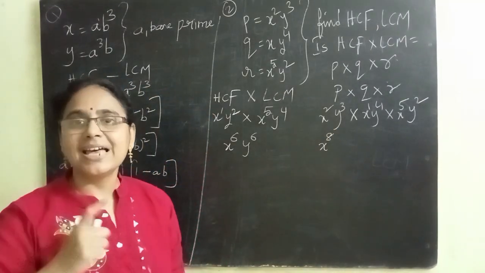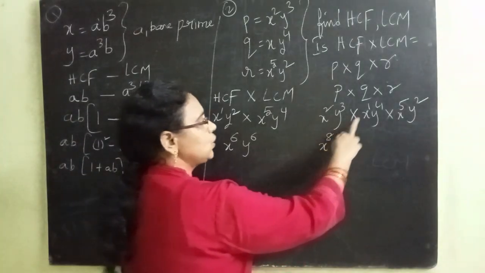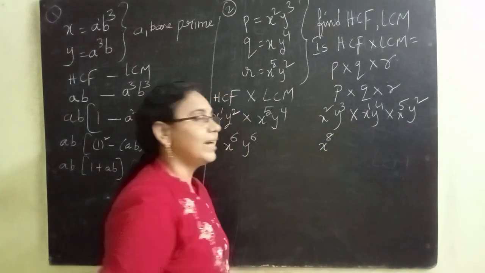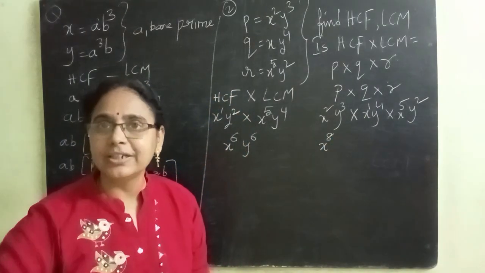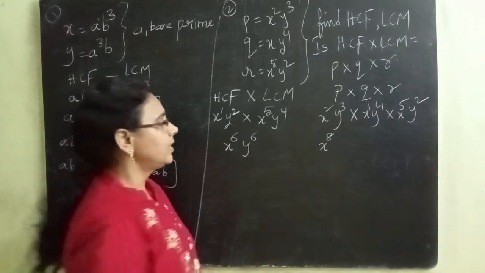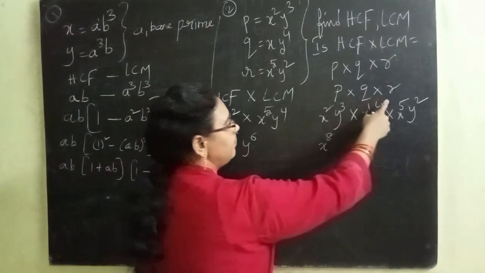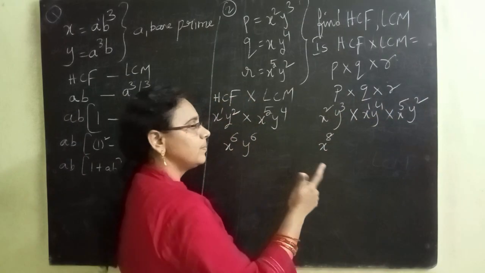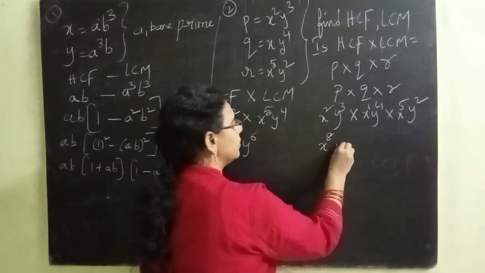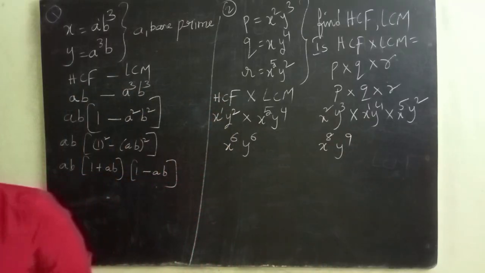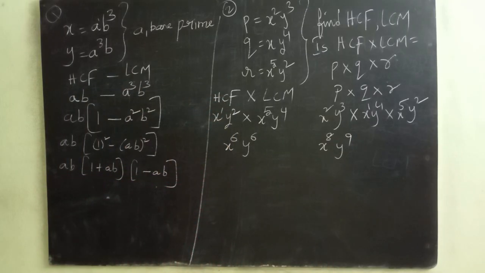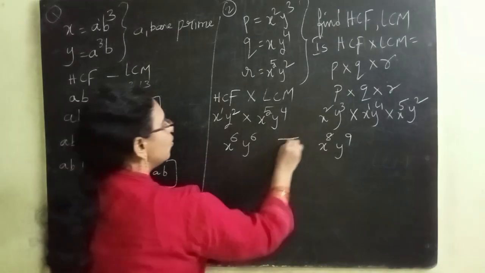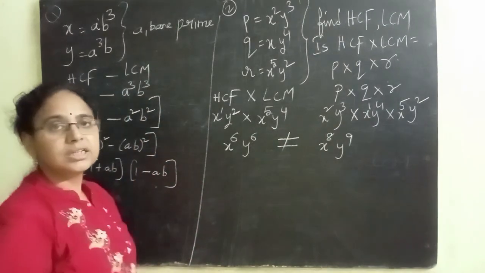Now the base y. Check it. y cube into y to the power of 4 into y square. Bases are the same in multiplication, add exponents. So y to the power of 3 plus 4 plus 2. 3 plus 4 is 7, 7 plus 2 is 9. y to the power of 9. Did you get two equal answers? No. They are not equal.